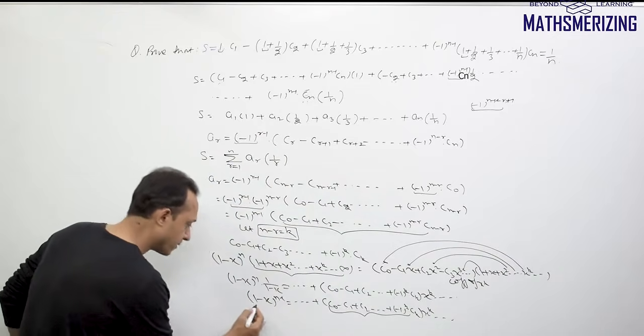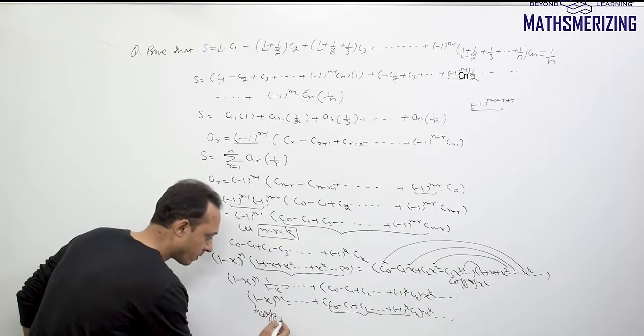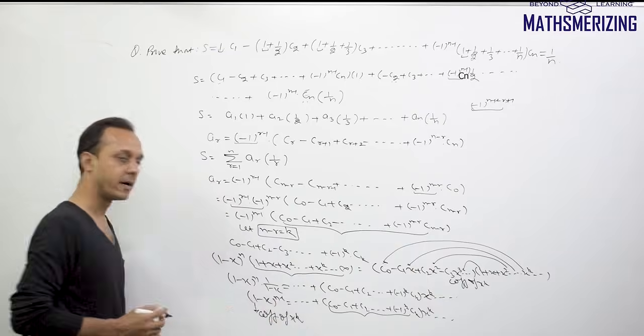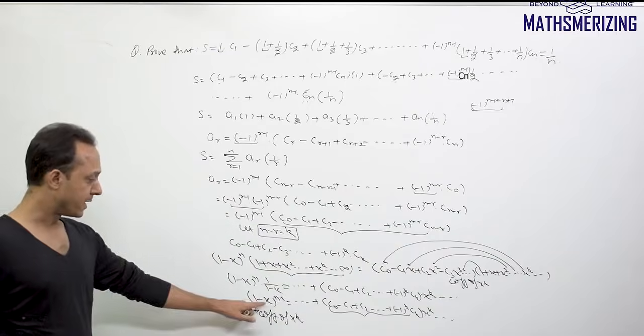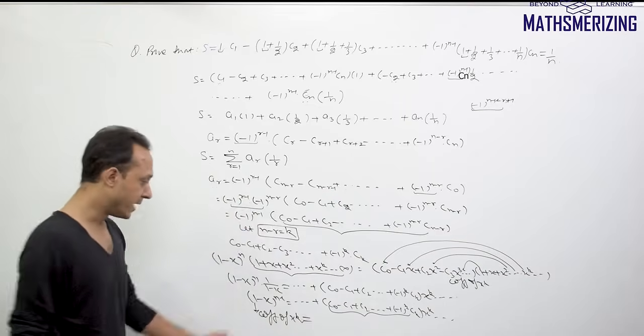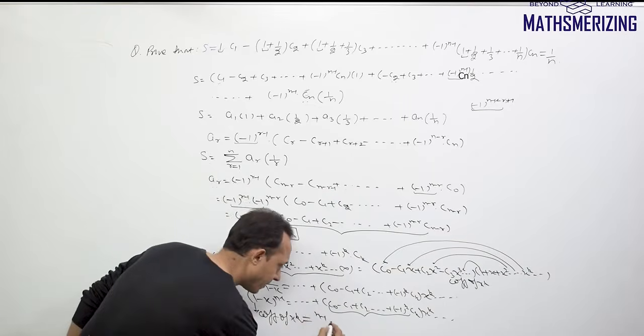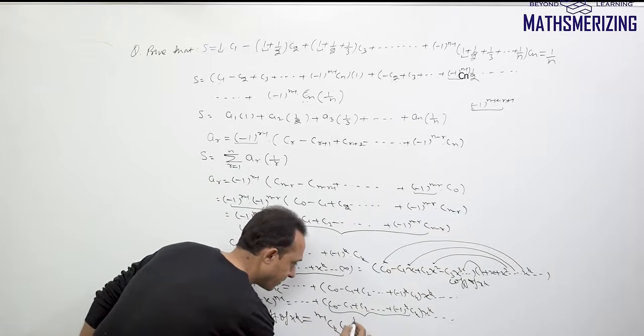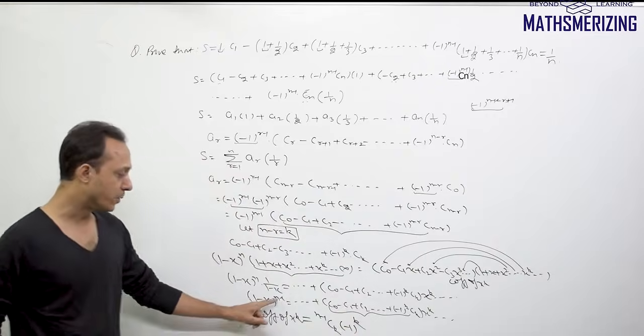So basically this series is nothing but the coefficient of x to the power k in this expansion. So from this expansion, I have to find the coefficient of x to the power k. Now in the expansion of 1 minus x to the power n minus 1, the coefficient of x to the power k is given by n minus 1 Ck and then minus 1 to the power k.